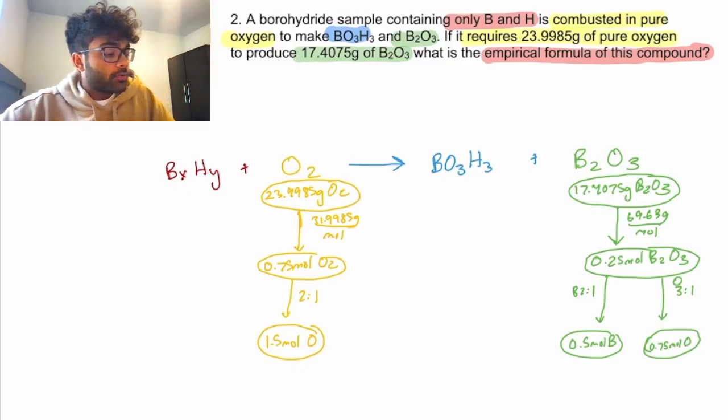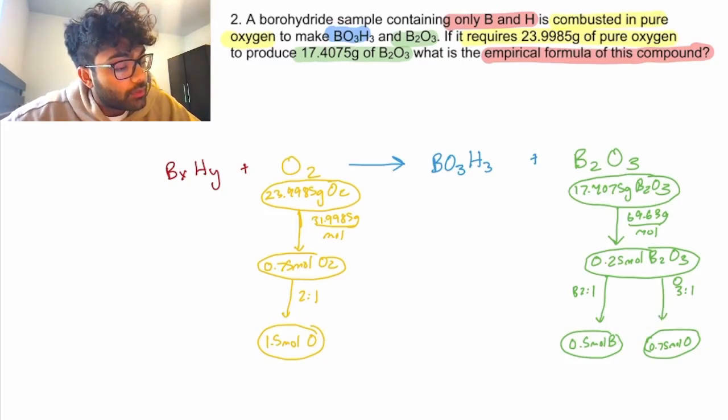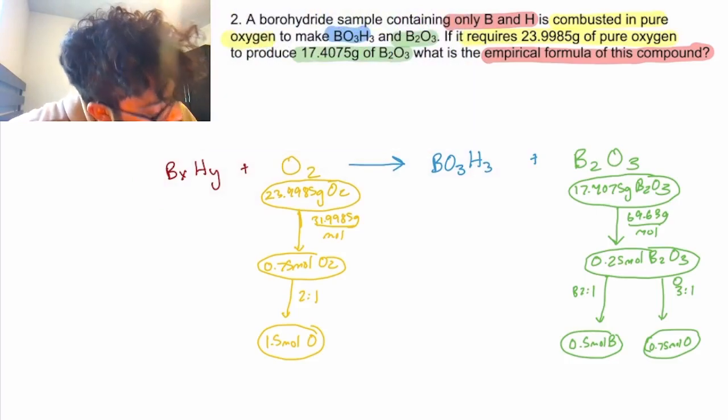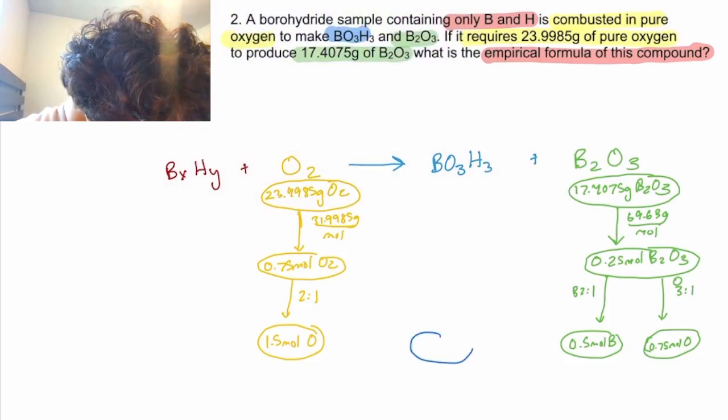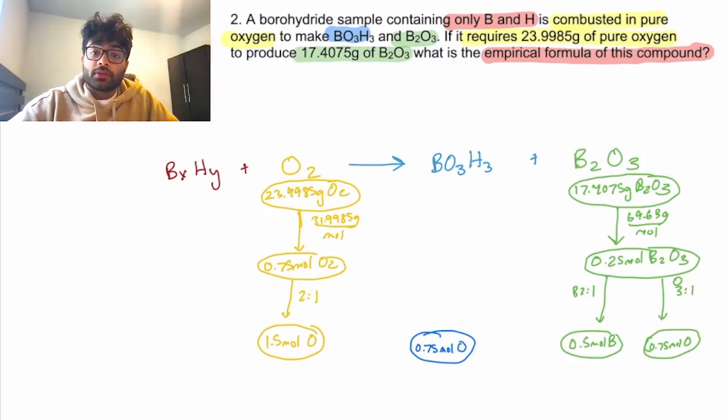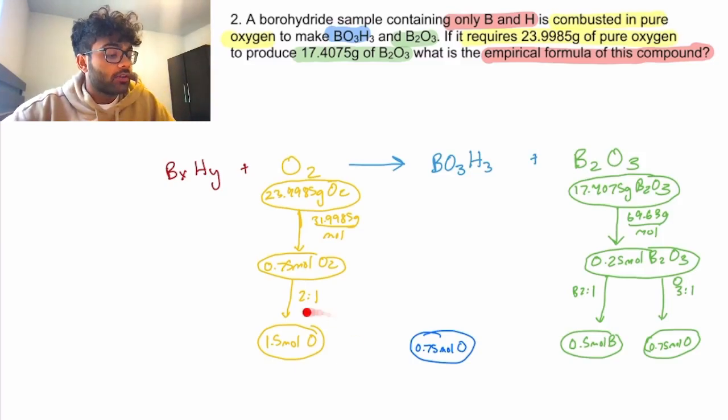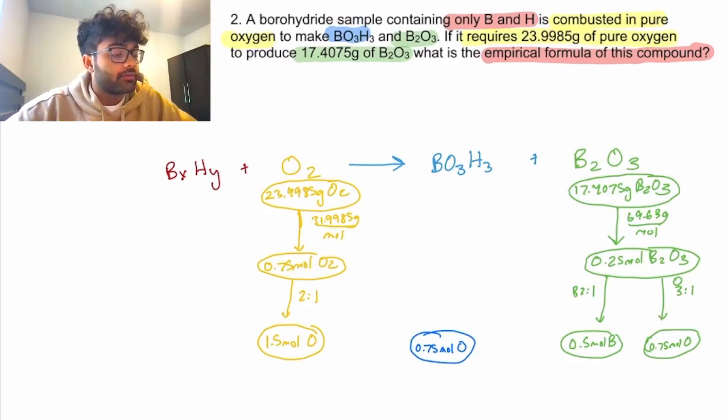Great, so if we start with 1.5 moles of oxygen and 0.75 moles of oxygen go to B2O3, then what we also know is that the other half, or 0.75 moles of oxygen, go to BO3H3, because all of these moles of oxygen must go to BO3H3 and B2O3. So that accounts for our 1.5 moles.